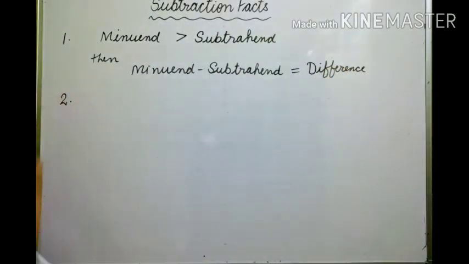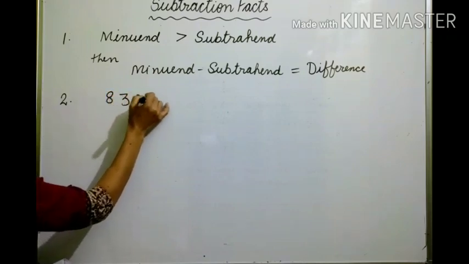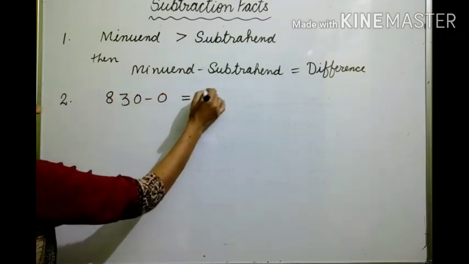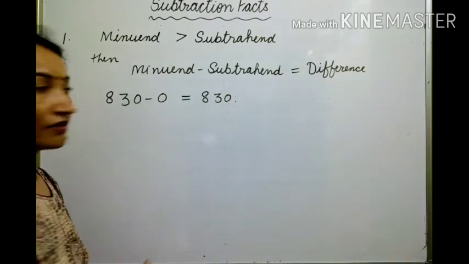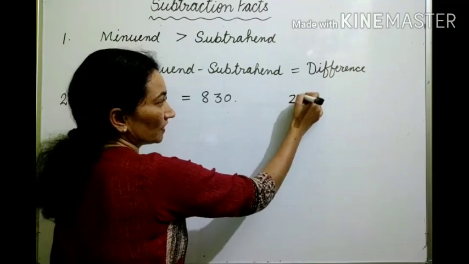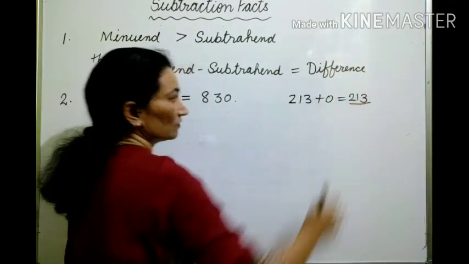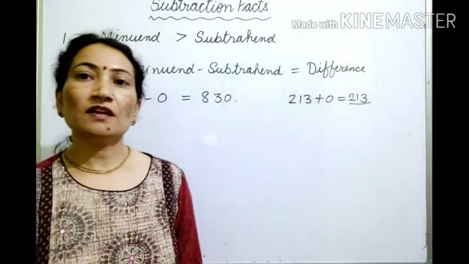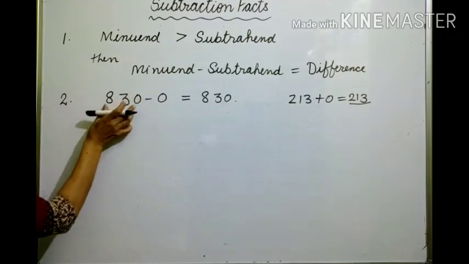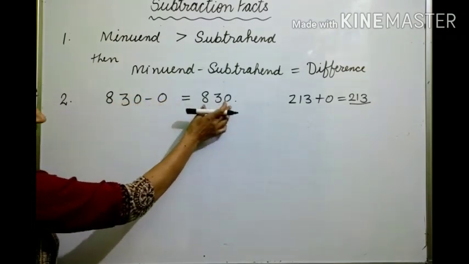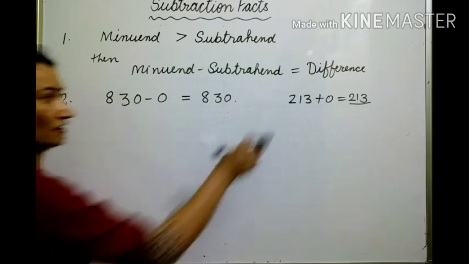The second subtraction fact is, if we subtract 0 from any number, then we will get the same number. As in addition facts also we have done, if we add 0 to any number, the number which we get will be the same. Similarly, in subtraction, if we subtract 0 from any number, then the number will remain the same.